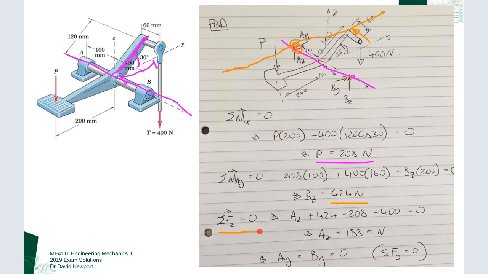And then I can use the sum of the forces equals zero to work out what AZ is. Okay, so sum of the forces in Z equals zero. So that gives me AZ out to be 183.9. And the reaction forces in the Y direction are equal to zero. So they're all equal to zero, and do the same for the X direction.